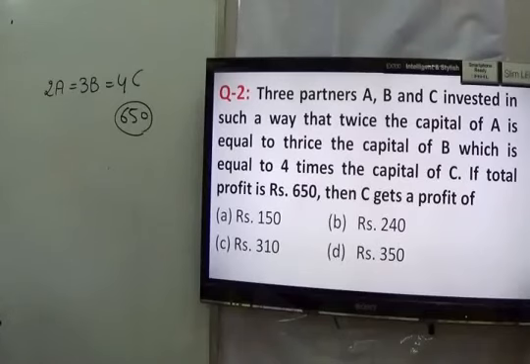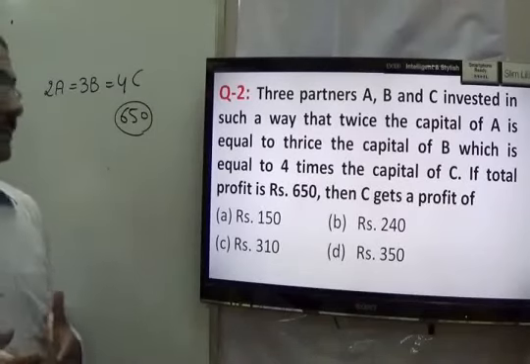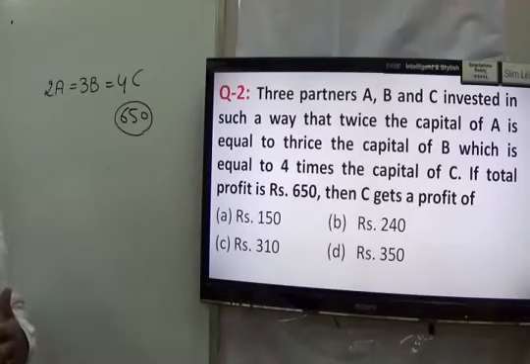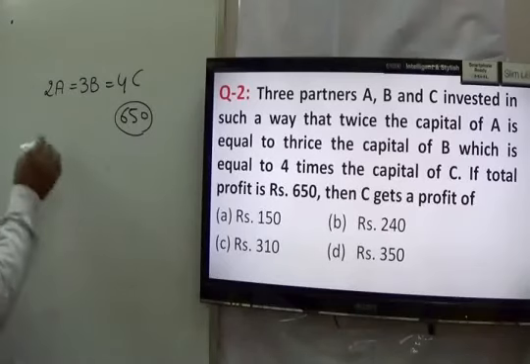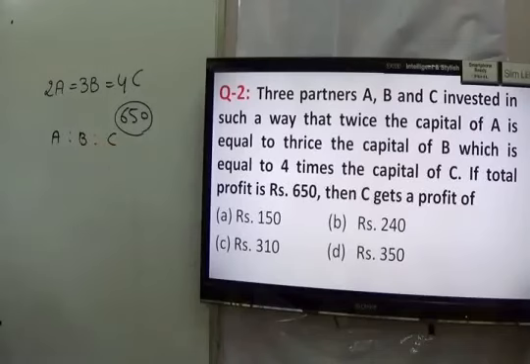of C. We know that if some persons invested for the same time period, in that case, the profit sharing ratio is always in the ratio of the capital invested. From here, we try to find the ratio of the capital invested. How we can find out? We have to find out A ratio B ratio C. Now don't commit the mistake, make it 2:3:4, that will be wrong.